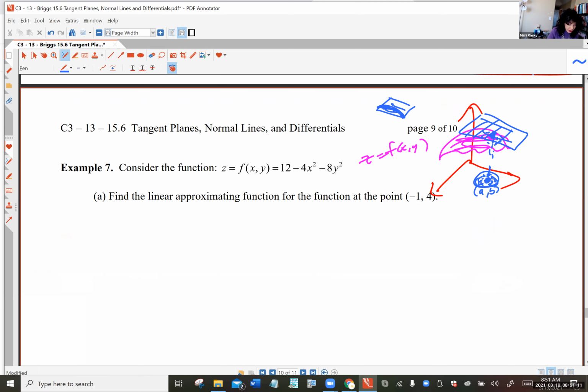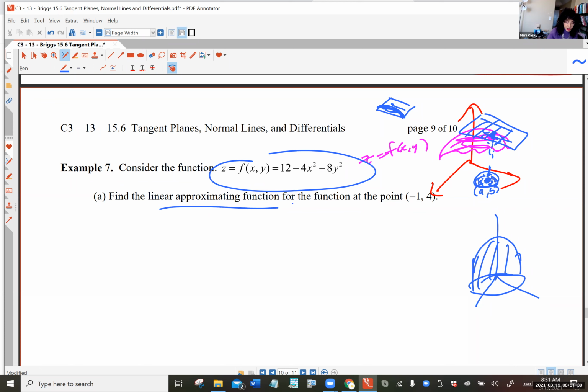Okay, so let's just do some examples. Here's a surface, 12 minus 4x squared minus 8y squared. I think that's a paraboloid that would look something like this. And we're going to find the linear approximating function at the point negative 1, 4. That's basically saying find the tangent plane to the surface at the point when x and y are negative 1 and 4 respectively. Now the question is, what's the z coordinate at that point? So let's go get that now.